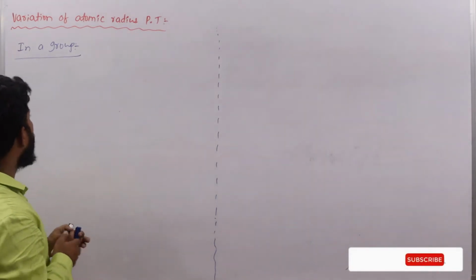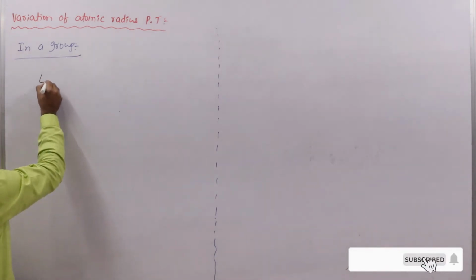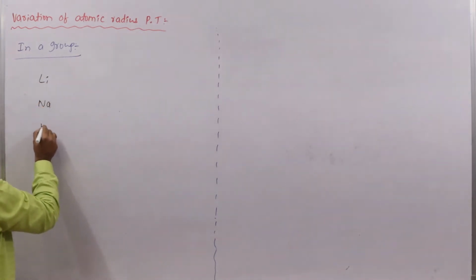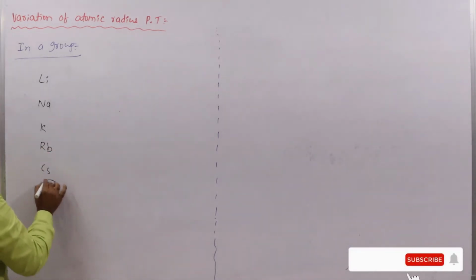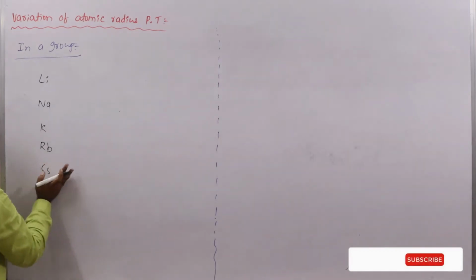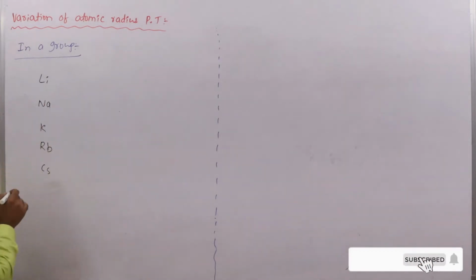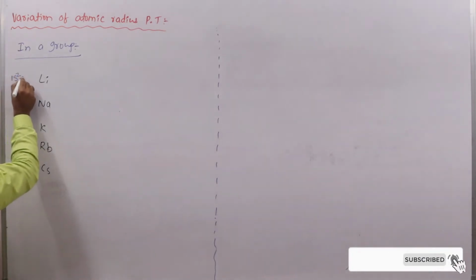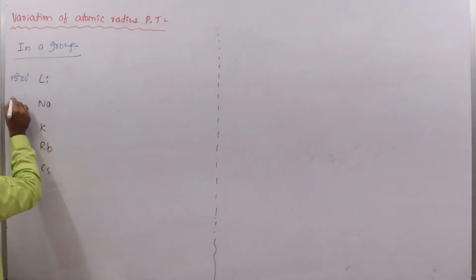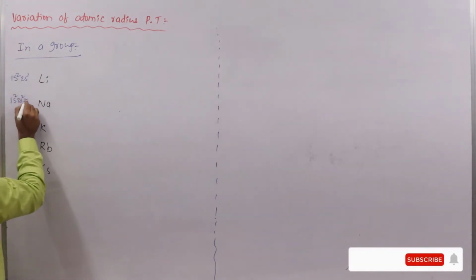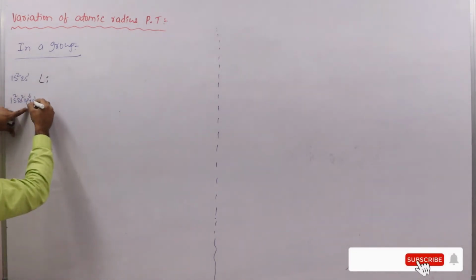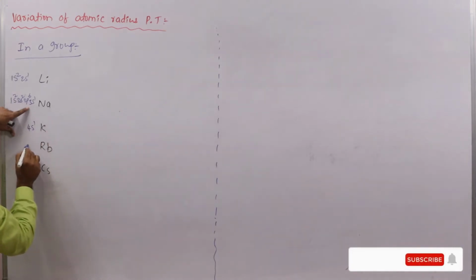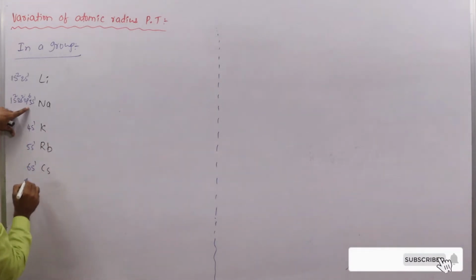Let us see an example here: lithium, sodium, potassium, rubidium, cesium. Francium we are not taking because it is a radioactive element. Then here you see, lithium electronic configuration is 1s2 2s1. Sodium is 1s2 2s2 2p6 3s1. Here I am writing the last electronic configuration: here 4s1, here 5s1, here 6s1.